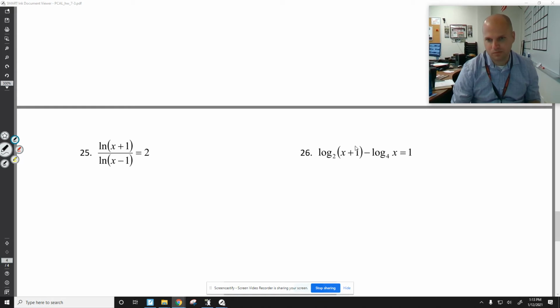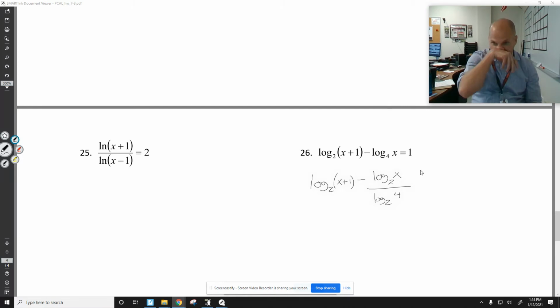I want log base 2 because I got x plus 1 in here, and I don't want to mess that up. So what I'm going to do is rewrite this log base 4 as log base 2 of x over log base 2 of 4. And then I realized something. Log base 2 of 4, what's that? Take 2 to the power of both sides: 4 equals 2 squared. Okay, that's 2.